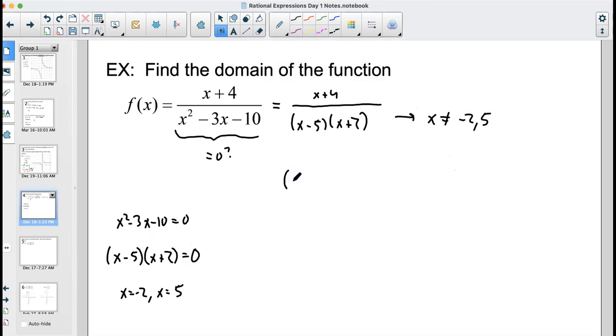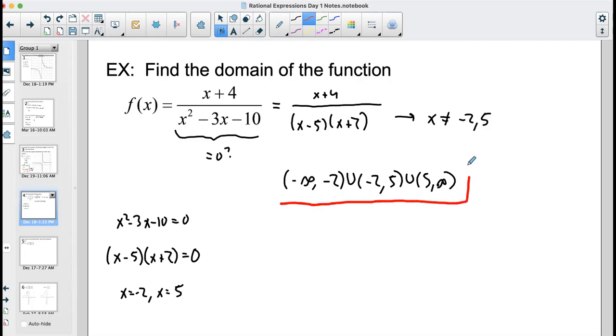So the way I would write the domain is like this: -infinity to -2, -2 to 5, and 5 to infinity. And if I was asking you on a test, find the domain of this function, this would be what I'm looking for at the end. That piece of interval notation right there. So just to recap how we find the domains of rational functions, we figure out where the bottom of the function equals 0, and we do not use those values of x.